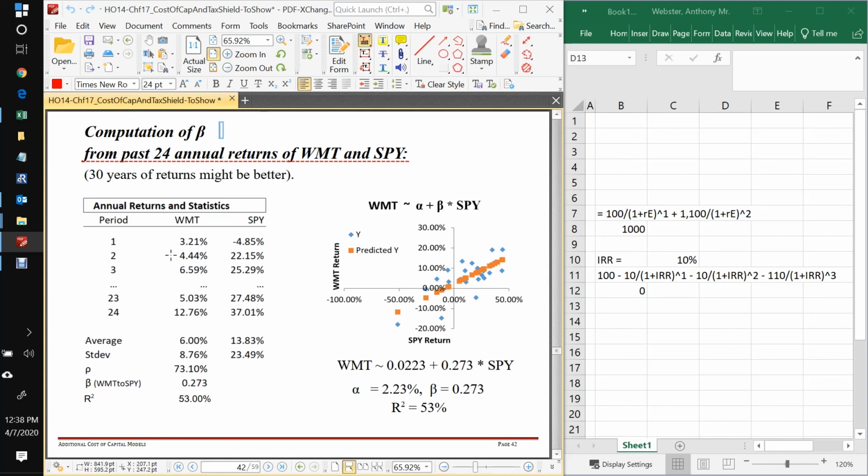First year, second year: Walmart 4.44%, SPY 22.15%, et cetera, et cetera. So I got the average was 6% for Walmart, almost 14% for SPY. Walmart clearly has a much lower standard deviation, so it's definitely not nearly as volatile as SPY. And I got our correlation coefficient of 73%.